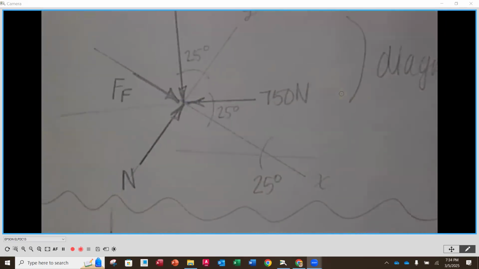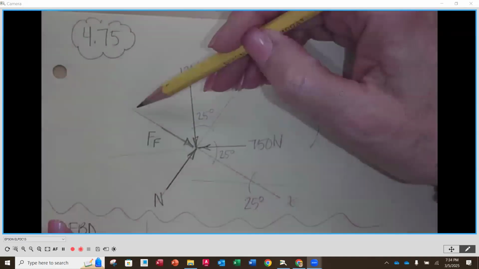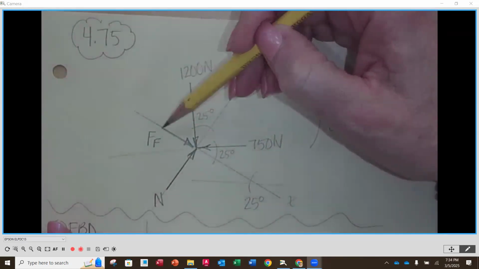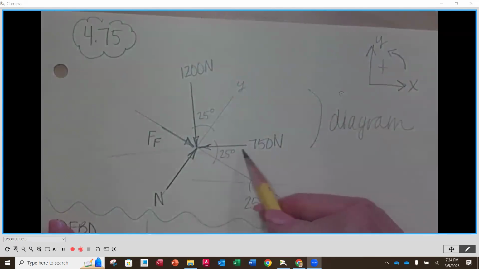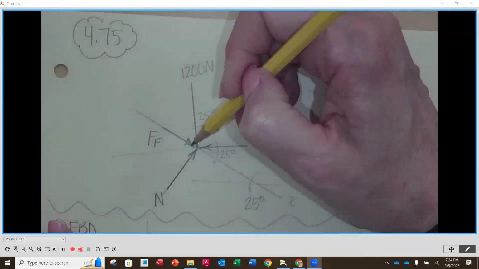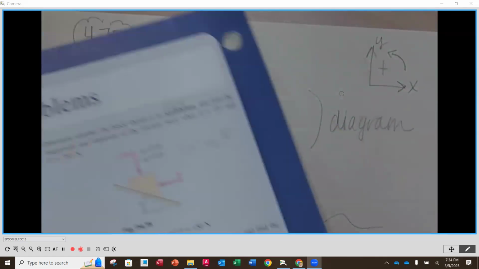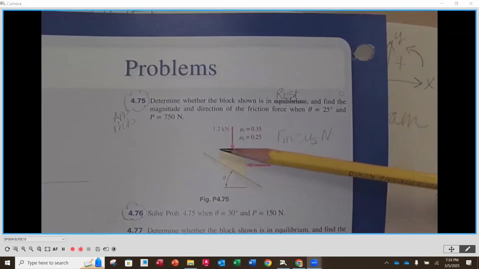Now, what I did here was I set it up originally based on what was going on in the diagram. So here is the incline, the 25 degrees. I have the 750 Newton force going to the left, and that would be a 25-degree angle from its horizontal. The weight of that block is going straight down, so it is a vertical force, 1,200 newtons. And then the friction force: this P force is pushing, so I look at this like it's going up the ramp.